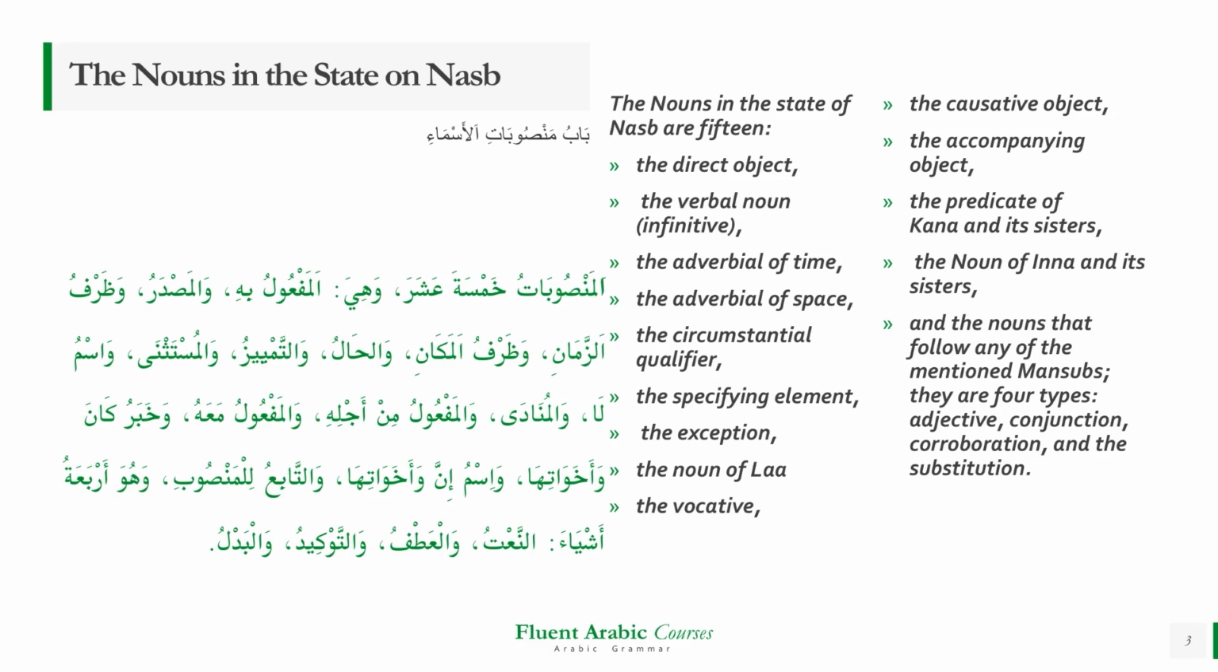These are the direct object, the verbal noun, the adverbial of time and place, the circumstantial qualifier, the hal, the tamiz, which is the specifying element, then we have the exception, then we have the noun of la, the vocative, the causative object, the accompanying object, the predicate of kana and the sisters, the khabar of kana and the sisters, the noun of inna and the sisters, and the nouns that follow any of the mentioned mansubs.